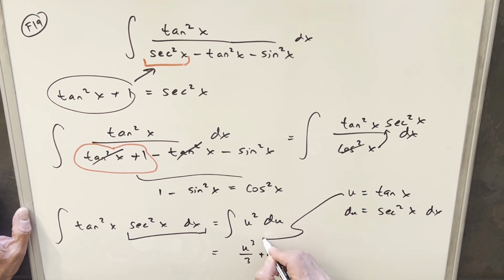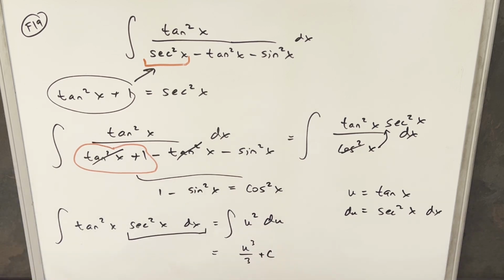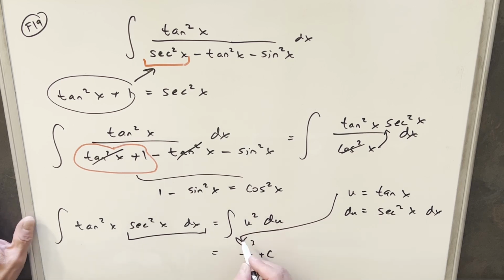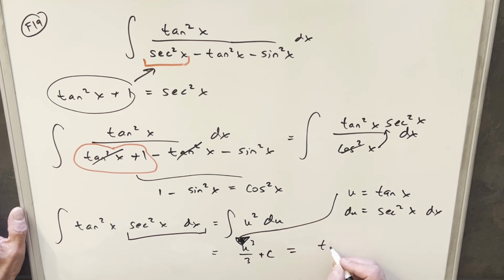Going to back substitute right here. Let's just back substitute this thing right here. And we're left with our final solution. It's just going to be tan cubed x over 3 plus c. And we're done.